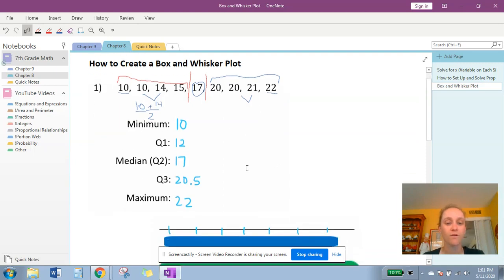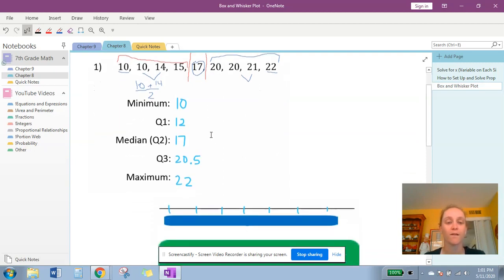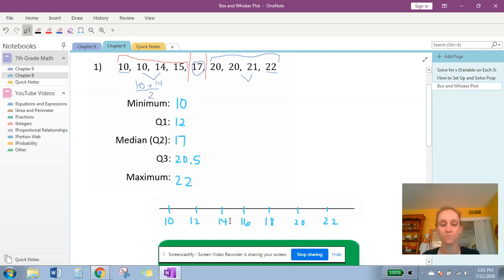All right, so now that I have my 5-number summary, I need to graph them on the number line and make my box and whisker plot. I need to decide what scale I want to go by. Do I want to go by 1s, by 2s, by 10s, by hundreds? 10 is my smallest number and 22 is my biggest number. So I'm going to go by 2s because if it was like the number 100 and 500, I wouldn't want to go by 2s because that's too small. But because these numbers are fairly small, I'm going to go by 2s. And you could go by different numbers if you want, but 2 seems like a good option here.